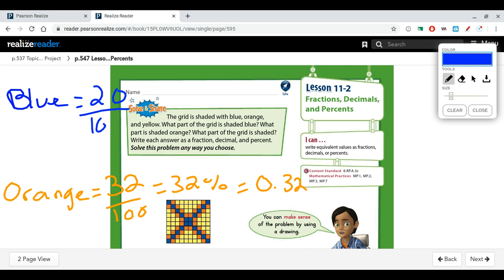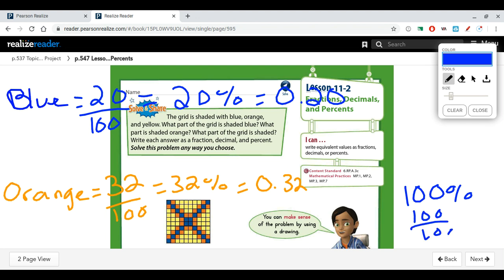So it's going to be 20 hundredths, which then equals 20%, which then equals 2 tenths. And so notice I wrote it as 2 tenths and not 20 hundredths because it's still equal. If I wanted to, I could add that 0 and it would be equivalent. Okay. And it says what part of the grid is shaded. So if we take a look at the grid, everything is shaded. So the part of the grid that's shaded is going to be 100%, which is 100 over 100, which is equal to 1.